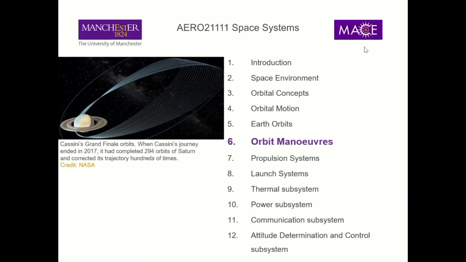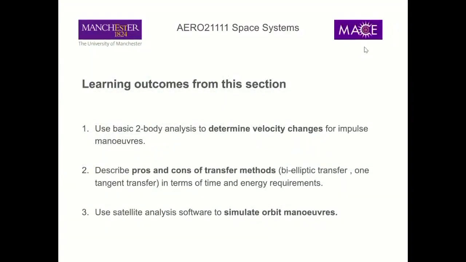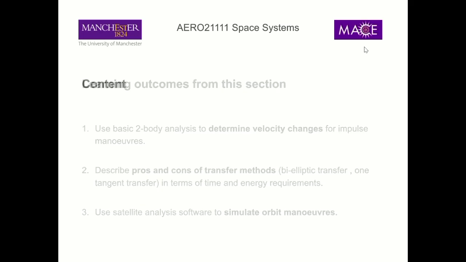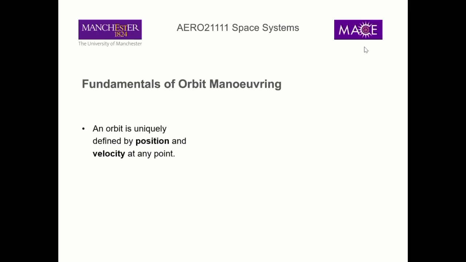Okay, all right, we're on to slide two. Let's see what happens. Okay, orbit maneuvers. So today, the outcomes that you're going to learn this week from orbit maneuvers are calculating the velocity changes that you need for impulsive maneuvers, and thinking about the pros and cons of different types of maneuvers that we can use. The other learning outcome is not what we're going to cover in class, but it's what you'll be doing with your GMAT courseworks: thinking about how you can use software to simulate orbit maneuvers as well. So let's start with the basics.